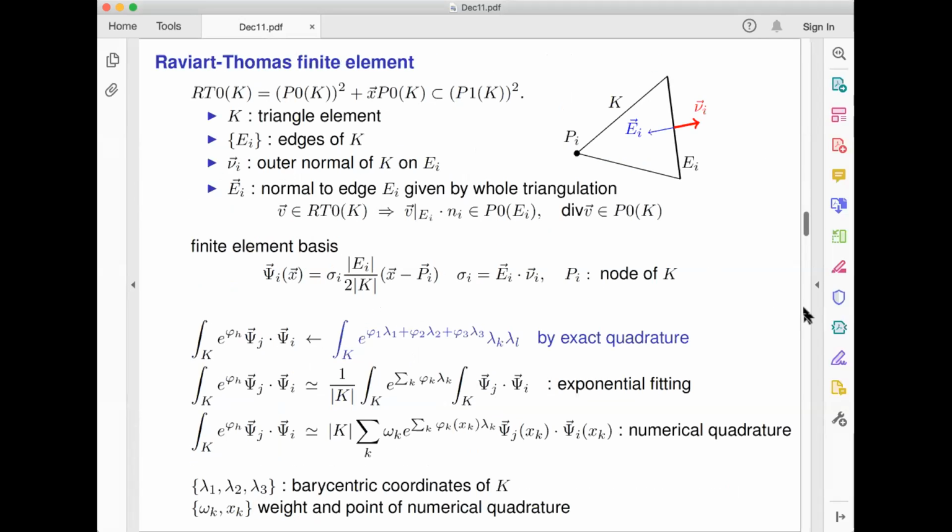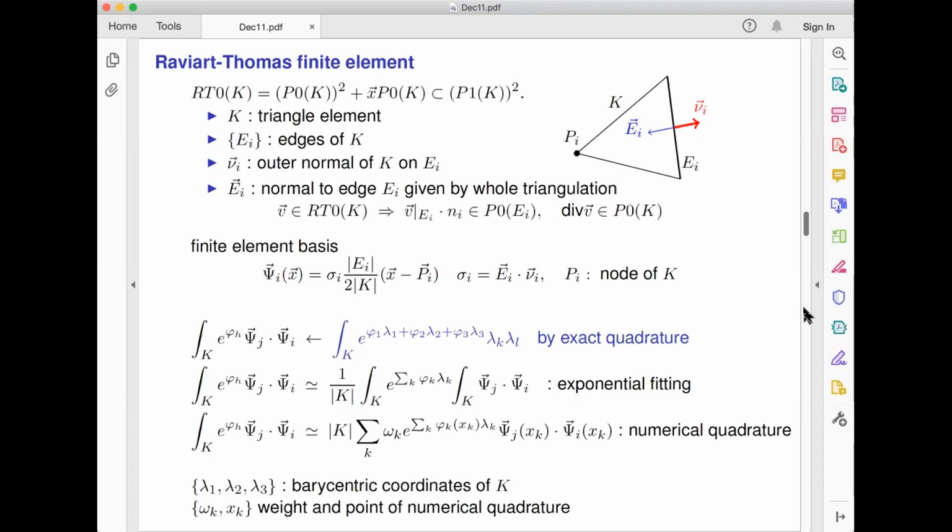So what is the Raviart-Thomas element? I would like to briefly review it here. The Raviart-Thomas element is a kind of vector valued finite element. So here there are three edges of one element K, and the value of the Raviart-Thomas element belongs to the middle of each edge. So there are 3 unknowns per element. And then if we take the divergence of this finite element function, it becomes constant on each element.